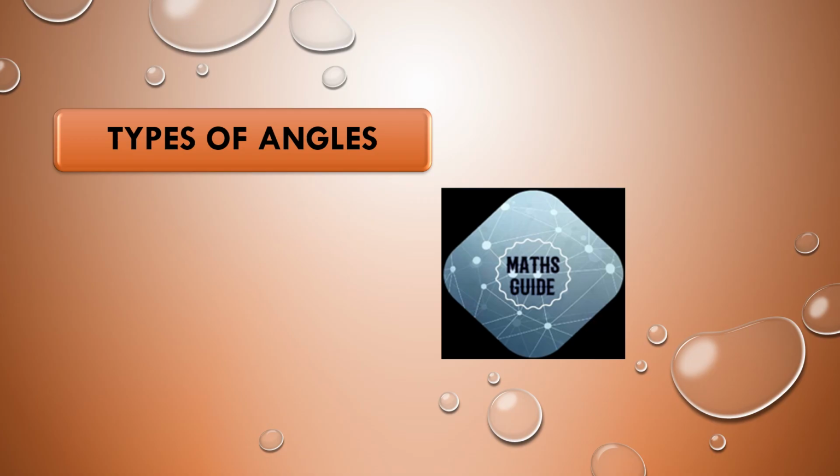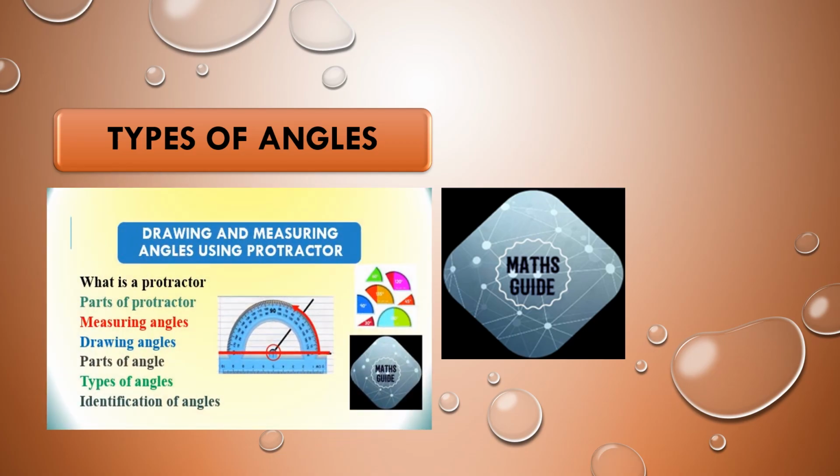As you all know, there are different types of angles like acute angle, obtuse angle, straight angle, right angle, and reflex angle. I have already discussed in detail in my lecture 3 of geometry, drawing and measuring angles using protractor. Here you will learn about different types of angles and how to measure and draw them with the help of protractor.